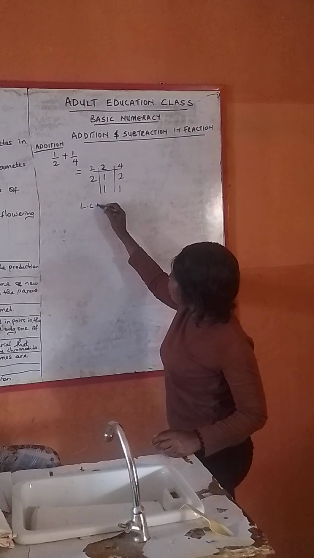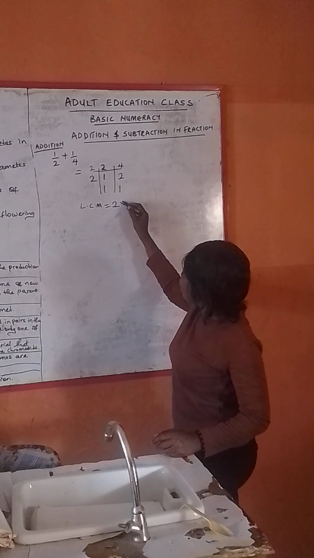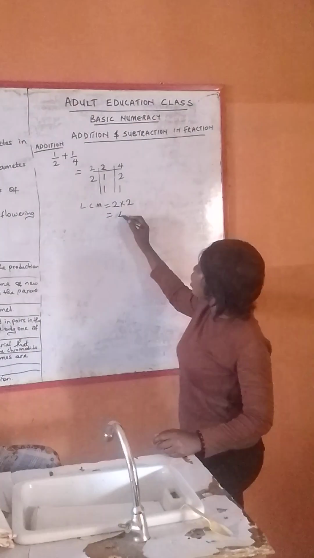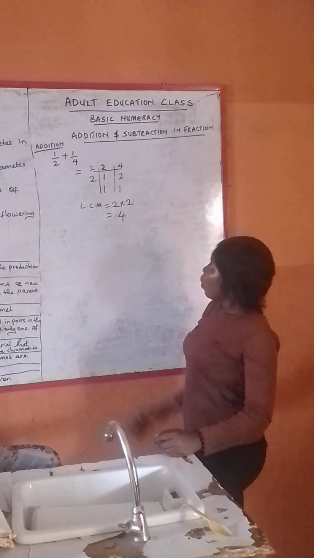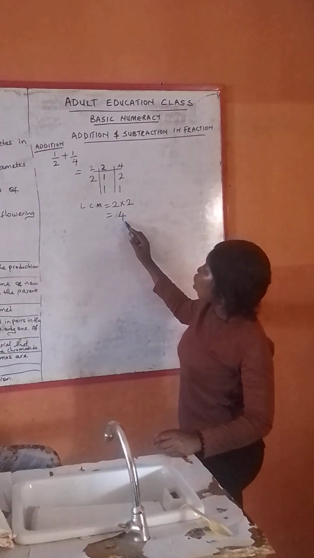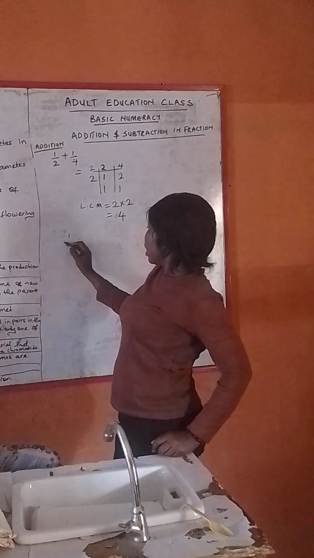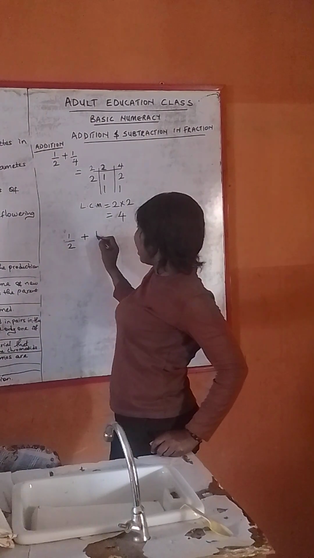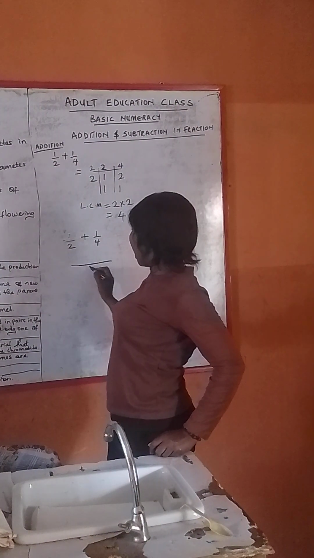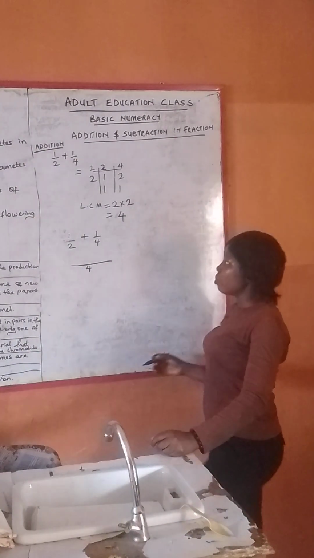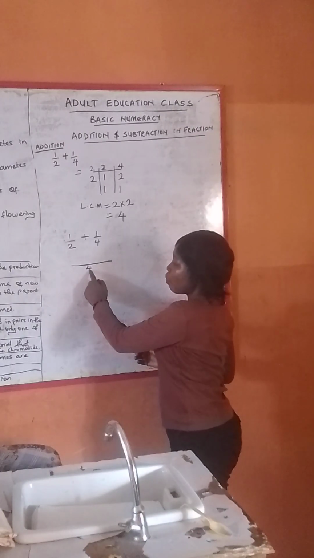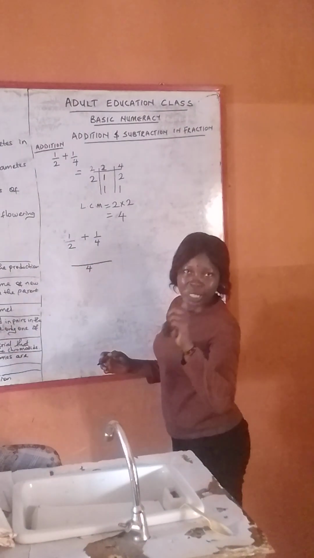So the lowest common factor there will be 2 times 2. And what is 2 times 2? 2 times 2 is 4. Now, it shows that in this challenge, we have a lowest common factor of 4. All you need to do is bring your question down again for clarity's sake, and you make use of 4 as the LCM. Now, how many times can 2 divide 4? 2 can divide 4 in 2 times.